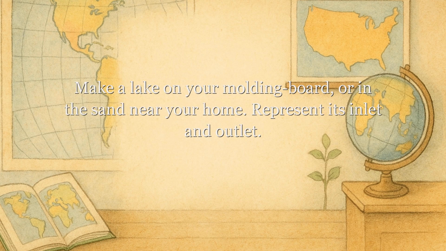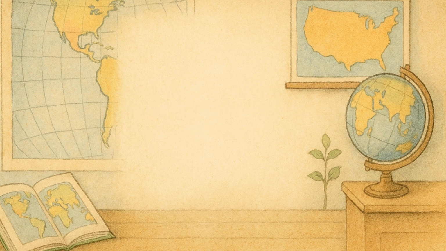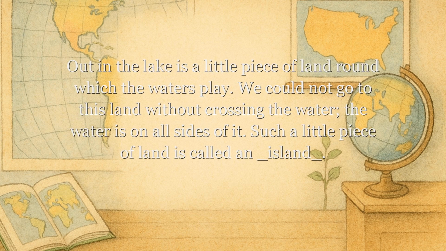Make a lake on your molding board or in the sand near your home. Represent its inlet and outlet. Out in the lake is a little piece of land round which the waters play. We could not go to this land without crossing the water. The water is on all sides of it. Such a little piece of land is called an island.